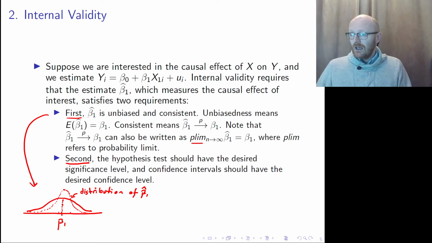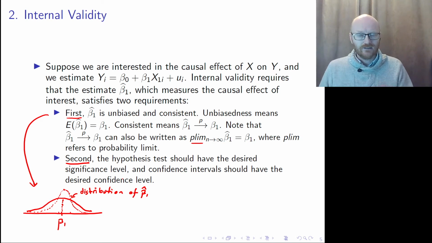And the second requirement is that the hypothesis test should have the desired significance level. And what does that mean? It means that if we perform a hypothesis test and we want there to be an alpha percent chance of a type 1 error, which means there's an alpha percent chance of rejecting the null hypothesis even if the null hypothesis is actually true, then if we choose that level, the true probability should be that alpha.